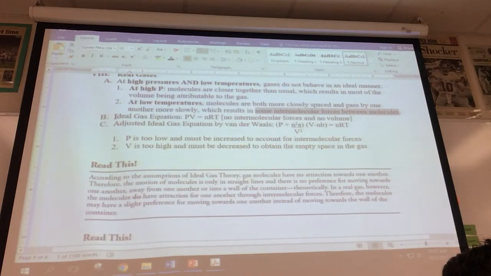Here's your ideal gas law equation. Here's the adjusted ideal gas law equation according to van der Waals. Going to add a little bit to the pressure. We're going to take a little bit from the volume. So the pressure is too low and must be increased by some factor to account for IMFs. The volume is too high and must be decreased to obtain the empty space in the gas.